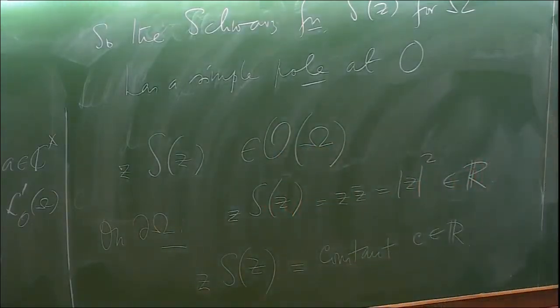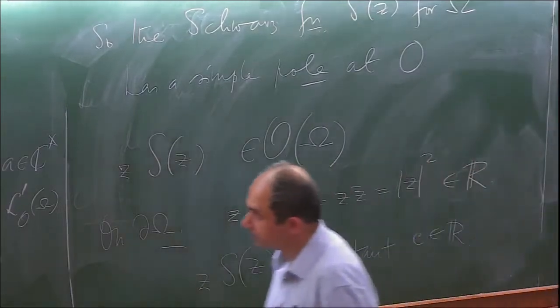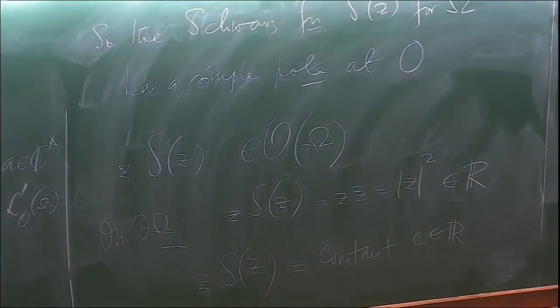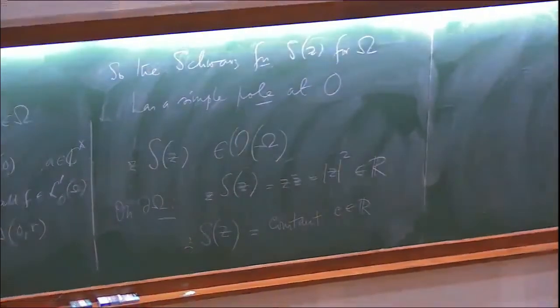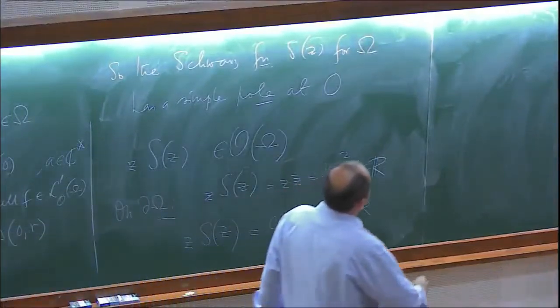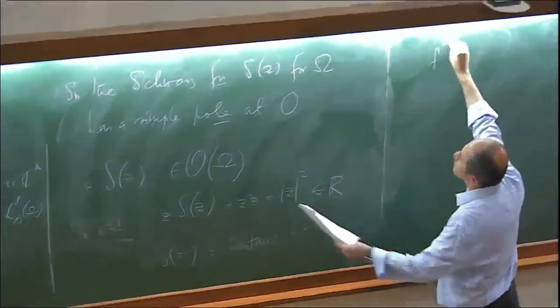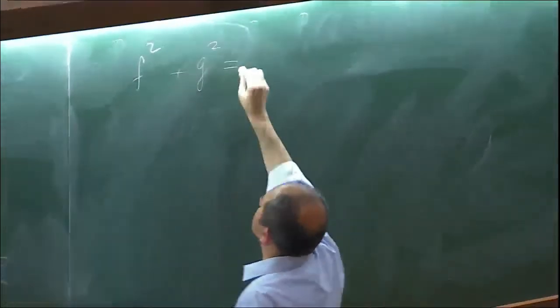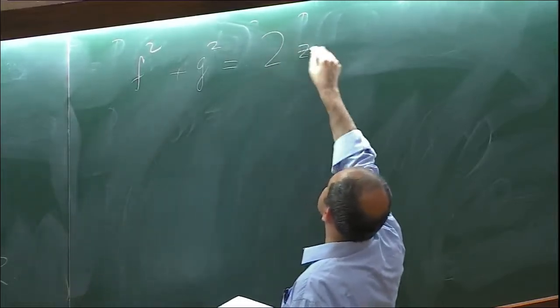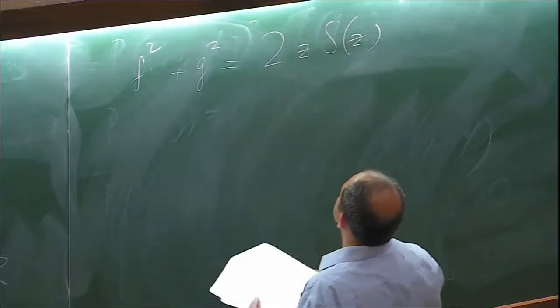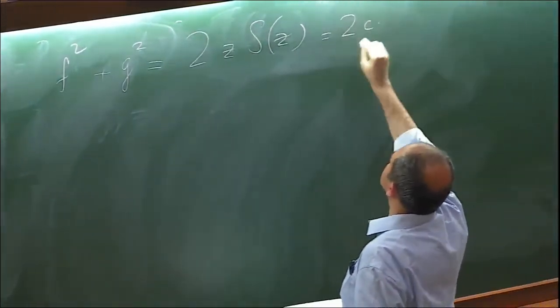But then the boundary, we were able to control the boundary, remember, by defining these two functions, F and G. So take a look. Consider those two functions, square them and add. If you square them and add, you will get exactly 2 times Z S of Z. So this is a real constant, 2C.